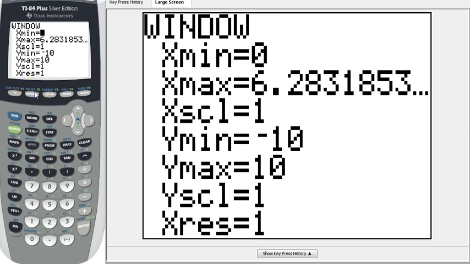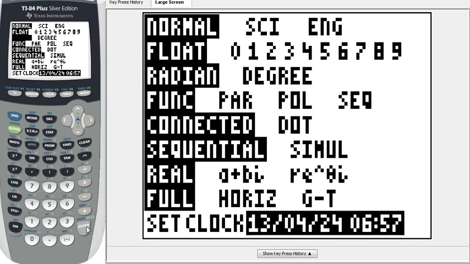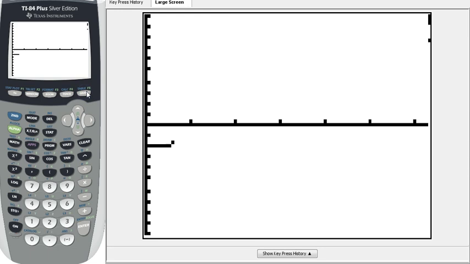The window will be from 0 to 2 pi and -10 to 10. And again, make sure your mode is in radians. Glad I just checked, or else the graph would have looked a little weird. So if I graph this, hopefully you see one cycle.